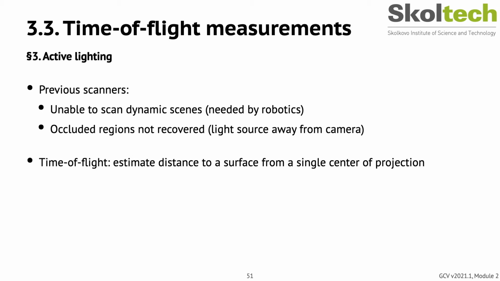Both slit scanners and structured lighting are ill-suited for scanning dynamic scenes. However, perceiving dynamic scenes is one of the major requirements for robotics, including mobile robotics and autonomous driving. In addition, due to separation of the light source and camera, certain occluded regions will not be recovered. In contrast, time-of-flight rangefinders estimate the distance to the surface from a single center of projection. These devices exploit the finite speed of light.